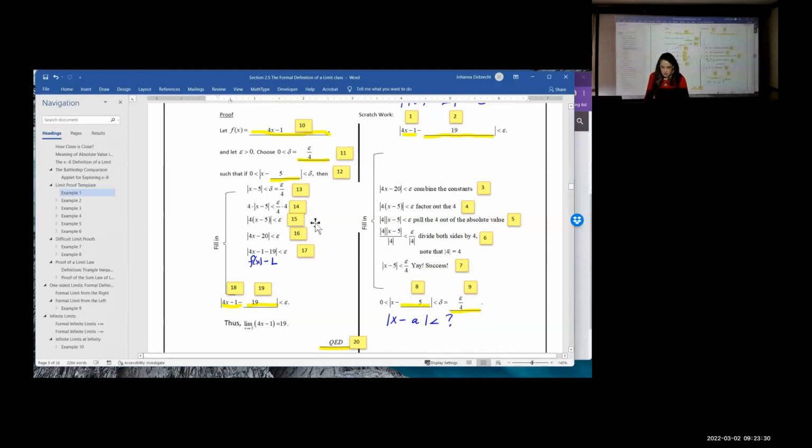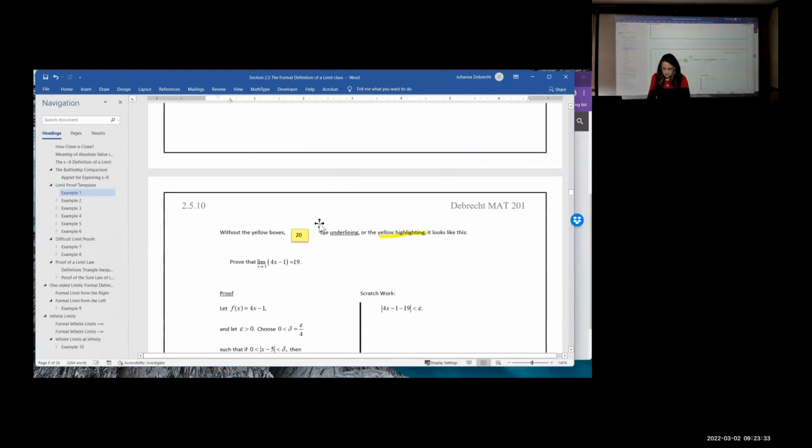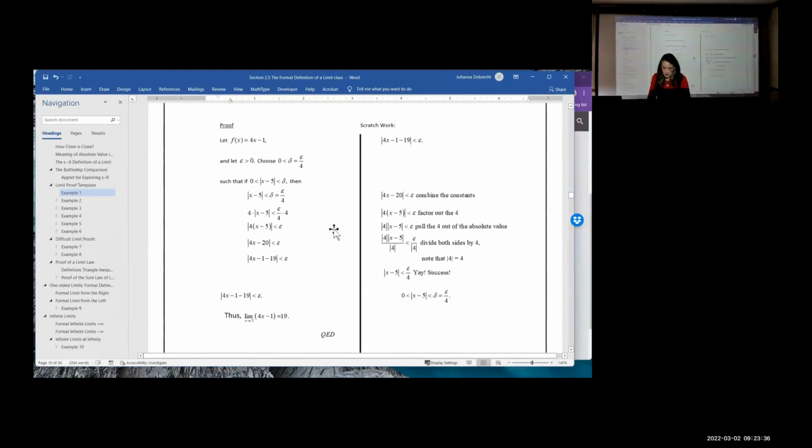So if you want to see what it looks like without the yellow boxes or the underlining, it looks like this. You're starting again with |f(x) - L|, doing algebraic tricks to get |x - a|, take what it's less than to be the value of delta, start with |x - a| < delta, and build the same algebraic tricks backwards to get |f(x) - L|. Thus, the limit is 19. I'm done. All right, QED.